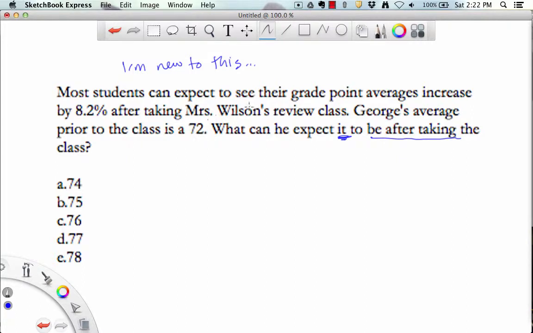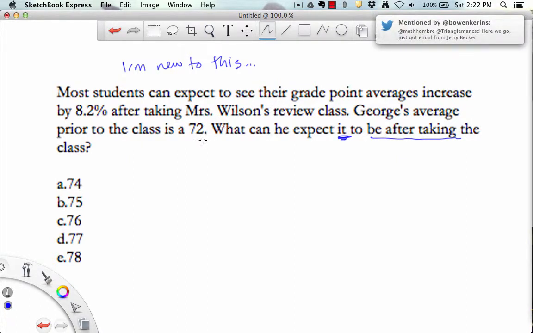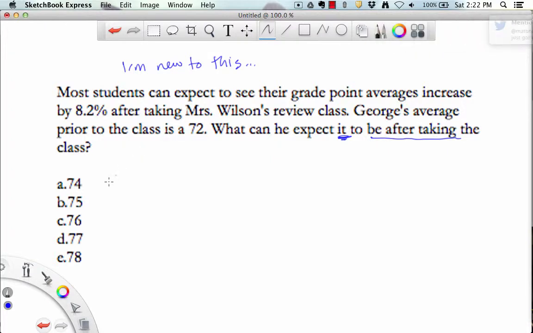The review class makes it go up, so we're going to expect a number higher than 72. So I might have thought that maybe some of these I could eliminate based on that it's going higher, but not the case. They're all higher. Now, I like to estimate to have some sense of whether I'm doing calculations correctly. So 8.2%, that's around 10%. 10% of 70 is 7 points, so 79. Well, that makes me think that this is going to be the only reasonable answer.